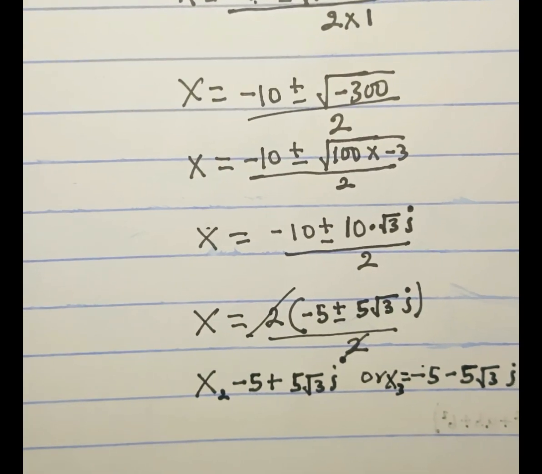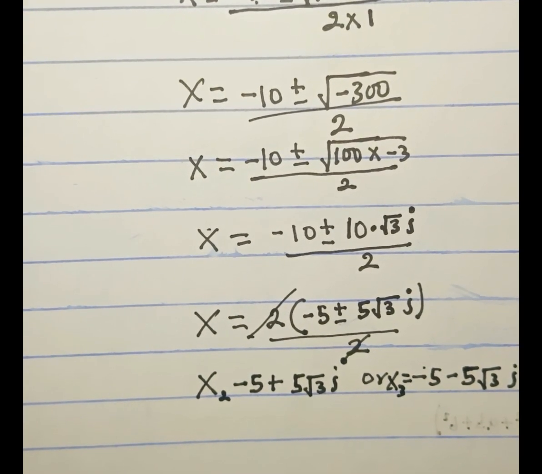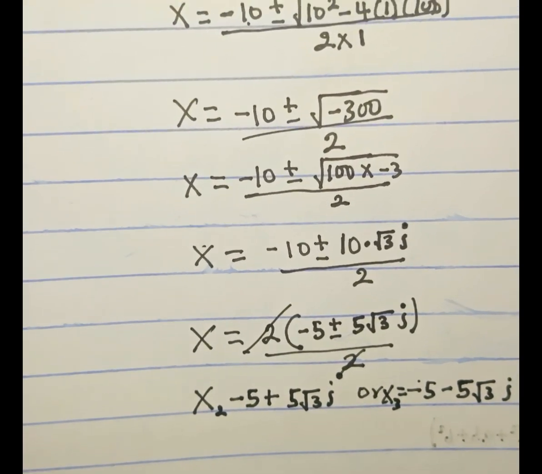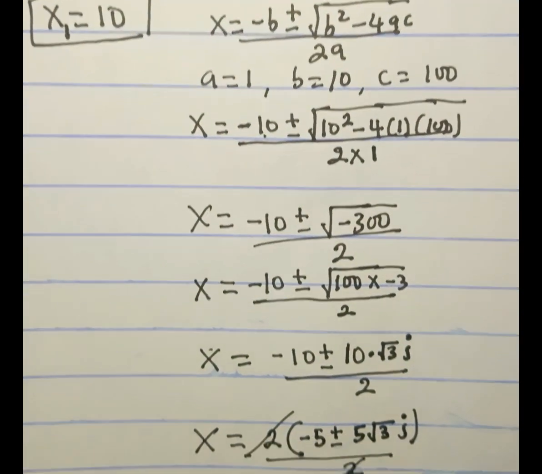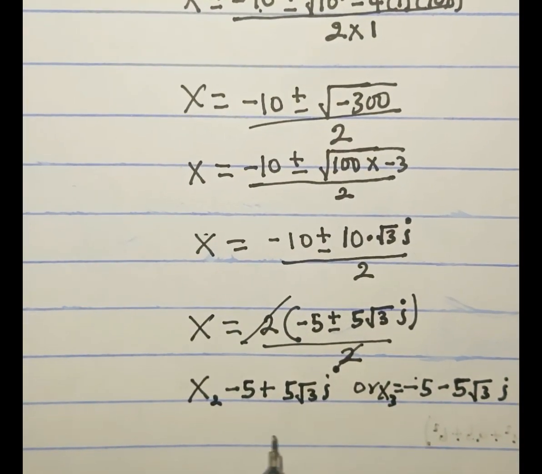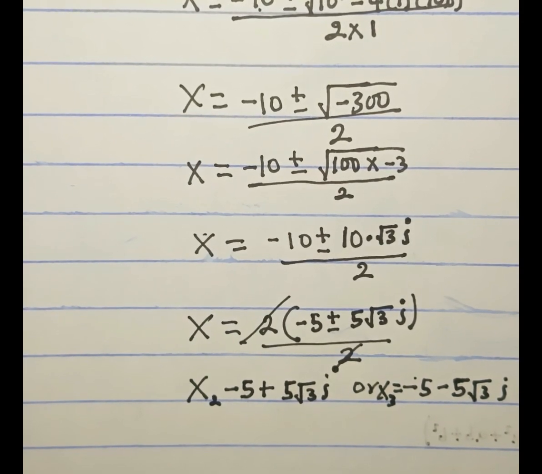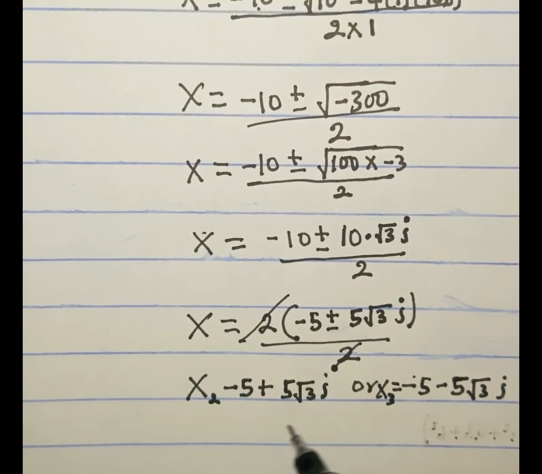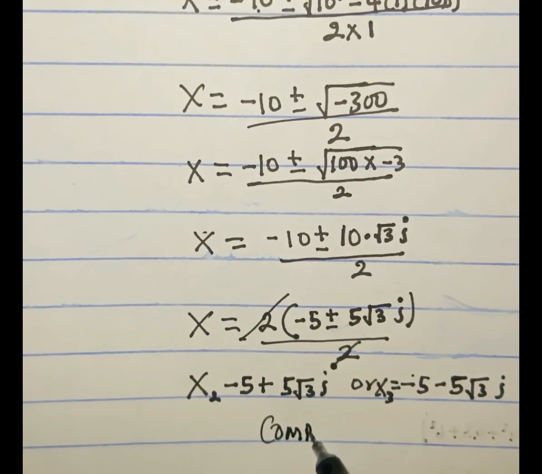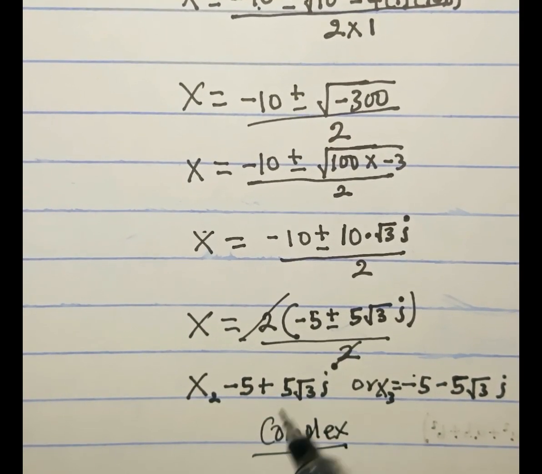So this is how to find the complete solution of a cubic equation. As you can see, we found the first solution to be 10, and the second and third solutions to be complex numbers. Remember, these two numbers are not real numbers, but we are asked to solve completely and find the three solutions. So these two solutions are what we call complex solutions because of this imaginary number.